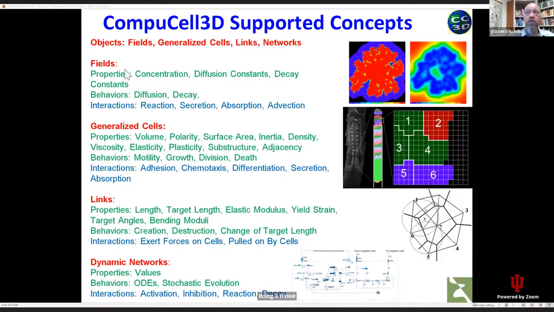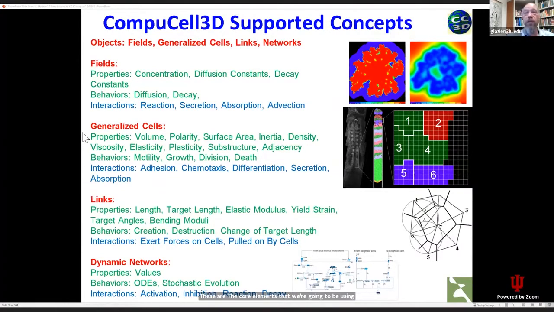Chemical fields, or electrical fields, or vector fields are things that we've talked about. We have a concept of links. Those links can be used to build representations of things like junctions between cells, or filopodia, or solid materials. And we have a concept of networks. And these are the core elements that we're going to be using again and again in this course.